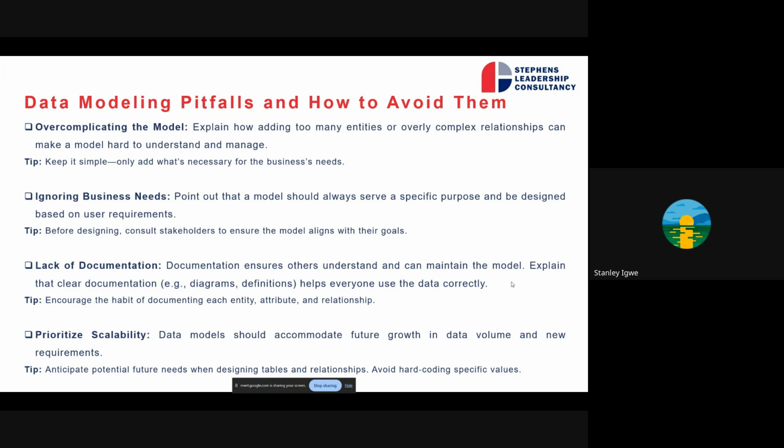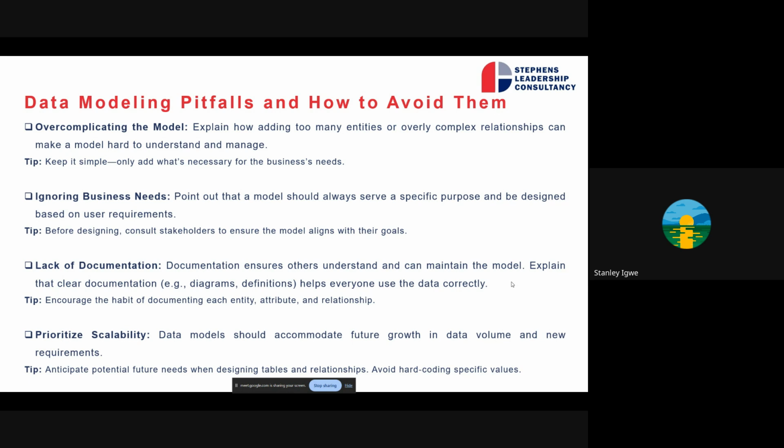Then also, it's always important to document, because at some point in time you can either leave the company, or just for people to understand what you have done. And not every time that someone wants to look at the model, they have to call you and say, please, can you explain what is happening here? So it's always important to document so that everyone can know what this represents, how it came about, and how they can modify it. Then also, prioritize scalability.